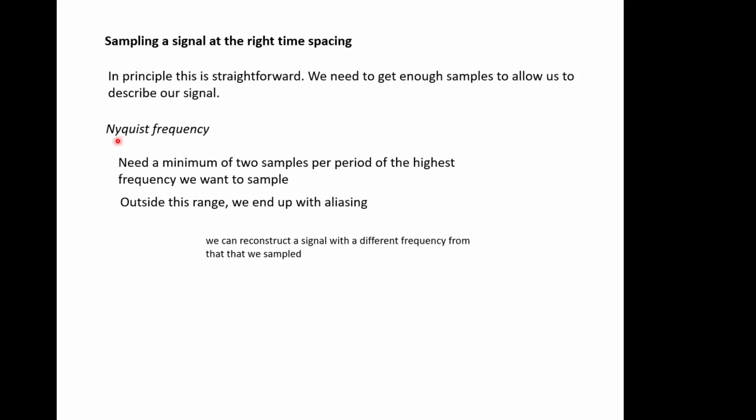And hopefully many of you will be familiar with this idea of the Nyquist frequency, which says briefly that you need a minimum of 2 samples per period of the highest frequency we want to sample. And if we are not inside this range, we end up with a feature called aliasing. And that's not a good thing, and we'll look a little bit about the nature of aliasing and where it really comes from and how we can get rid of it, and what we can do in principle, but what we actually have to do in practice as well.